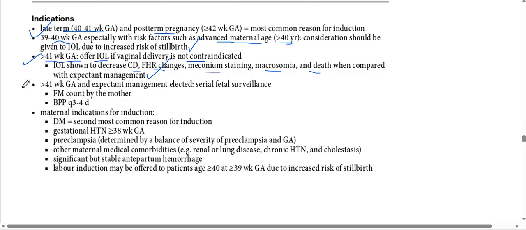And if the gestational age is more than 41 weeks, expectant management may be elected. Serial fetal surveillance is basically needed. If the mother doesn't want to induce labor and wants a spontaneous labor, wants nature to do its process, then we do expectant management, and we have to do fetal surveillance in a timely manner. Serial fetal surveillance is needed. We tell the mother to do fetal movement counts, and the biparietal parameters of the baby should be checked every 3 to 4 days.